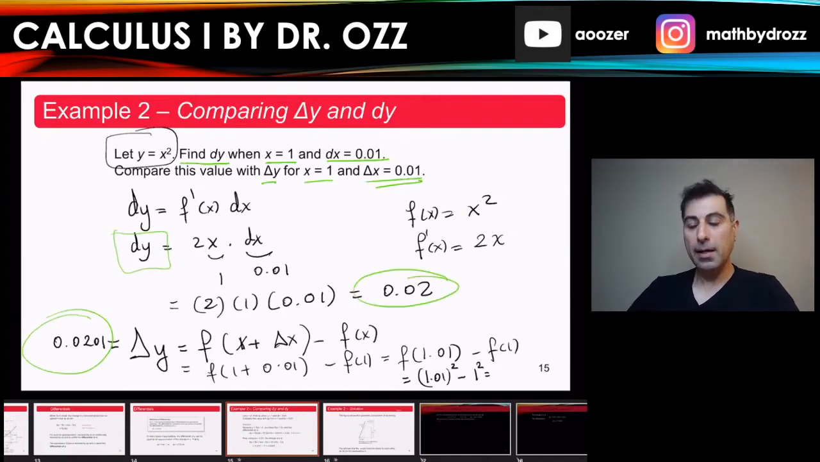And that's not a bad approximation, right? The difference between these two numbers is like 0.0001. That's in fact 10 to the minus 4.